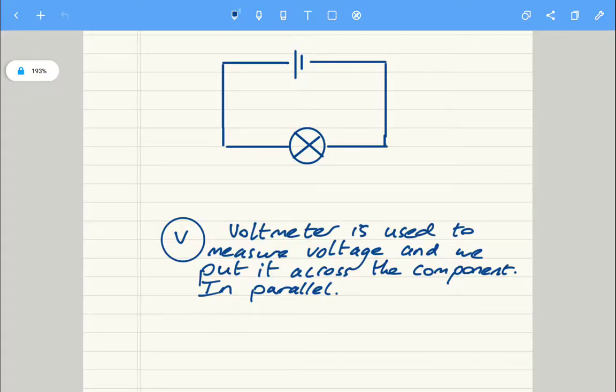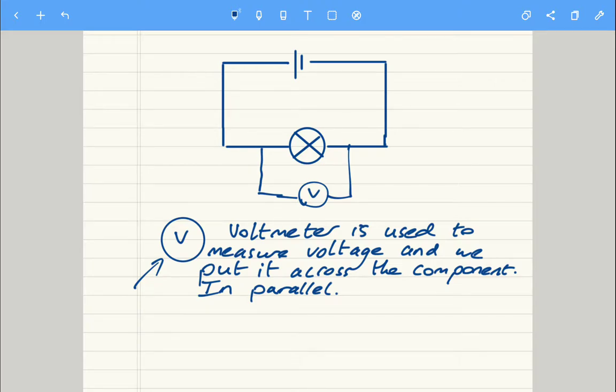So here's a simple circuit. We've got a cell with a bulb or lamp or indicator in series. And a voltmeter is used to measure the voltage, and we put it across the component in parallel. V is the circuit symbol there. So we put the voltmeter across the component where we need to find the voltage. That voltmeter then would tell us the voltage across that bulb.